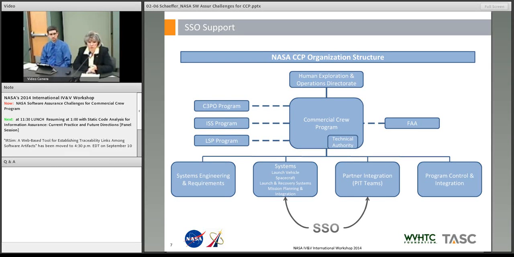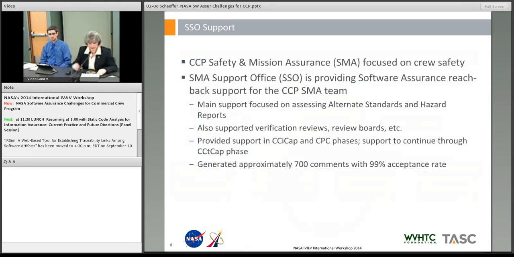So the commercial crew program and the IV&V program had a conversation, and the SMA support office, or SSO, was allowed to bring some resources to bear to support him. And as you'll see on this next slide, we were asked to provide what we called reachback support. Again, our focus was on crew safety, but our expertise here is in the area of software. So we were looking at the software elements in the system. Our primary areas were twofold. Hazard reports. Again, we did not look at all of the hazard reports.